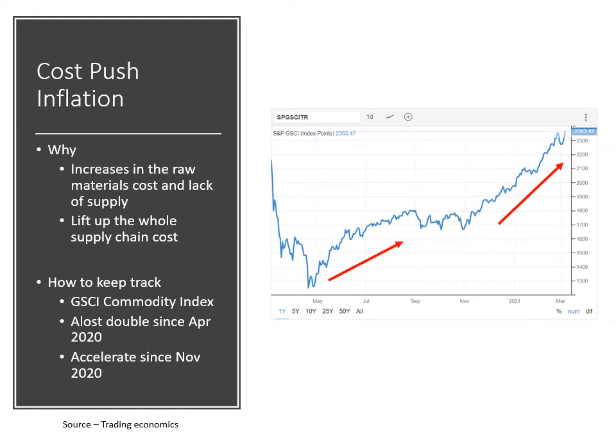It was happening because there was an increase in raw material costs and a lack of supply. And consequently, it lifted up the whole supply chain costs. As you can see from the right-hand side, there's a chart showing the GSCI commodity index. It is an index consisting of 24 commodities from different sectors, including energy products, industrial metals, agricultural products, oil, copper, and so forth.